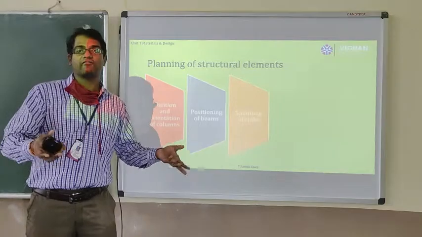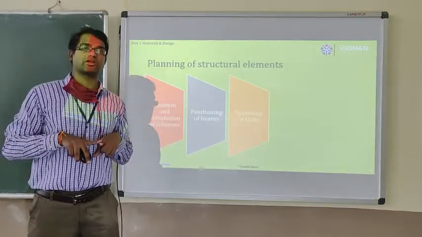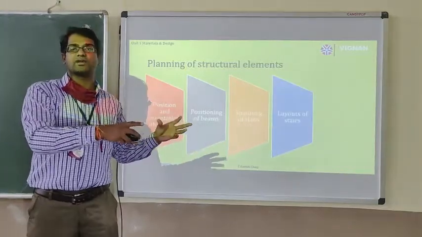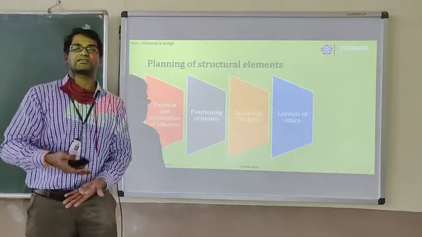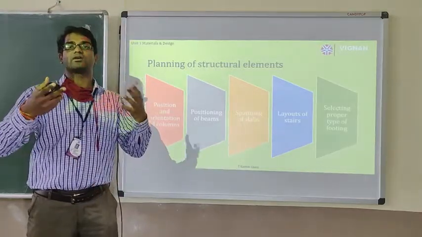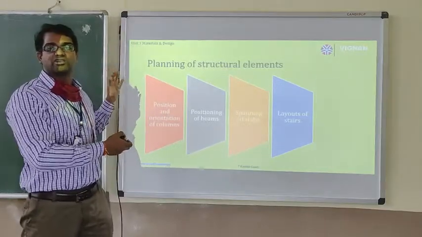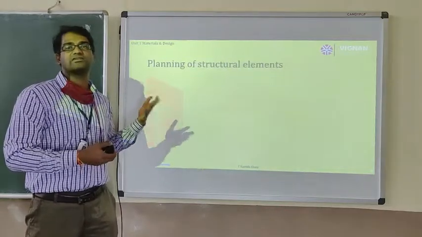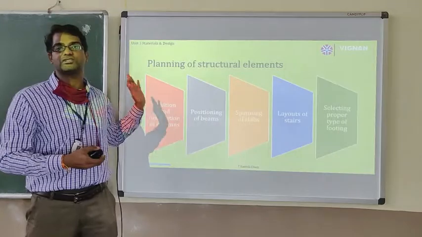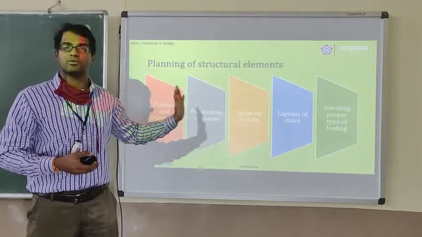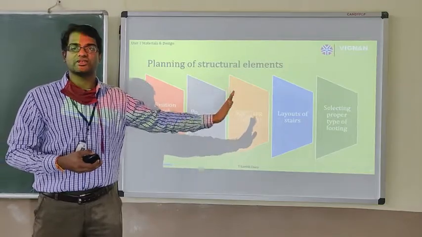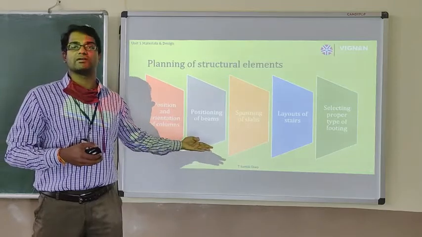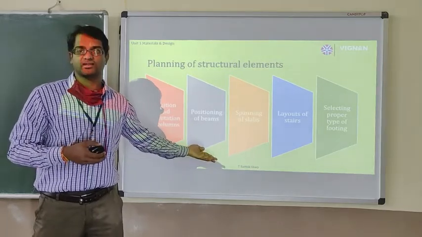Third, when you have the beams, you can have the spanning of the slab. What is its X length? What is its Y length? When you have slabs and beams, you can lay out the staircases, and then you can have a proper type of footing. So the structural planning comprises these stages: position and orientation of columns, position of beams, spanning of slabs, layouts of staircases, proper type of footing. In the next class, we will learn about beam design and the material characterization. Thank you all.